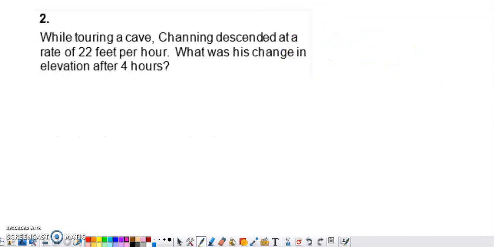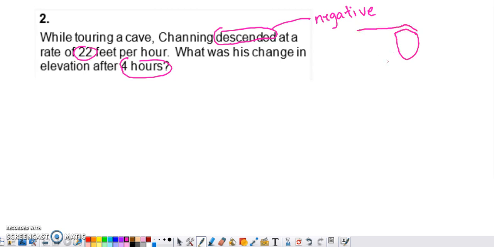Okay? Number 2, while touring a cave, Channing descended at a rate of 22 feet per hour. What was his change in elevation after 4 hours? Okay, so if we are descending, that means we are moving in a negative direction, okay? So if I'm here, like he's touring a cave, all right, let's say here's the cave entrance, and the cave goes down into the earth.